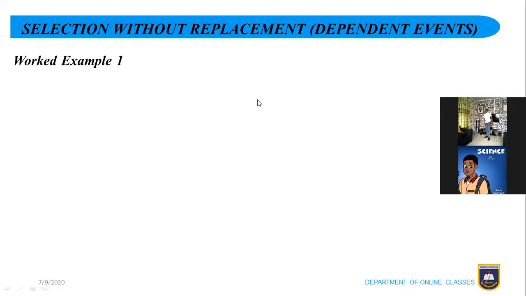Let me take it again. Selection without replacement. So you have nothing to replace what you are going to select. If you have a certain number of colored objects in a bag and you pick a particular color, the total number of that color reduces. Again, the total number of balls or items in that basket will also reduce by that same number, by 1. Let's pick an example.